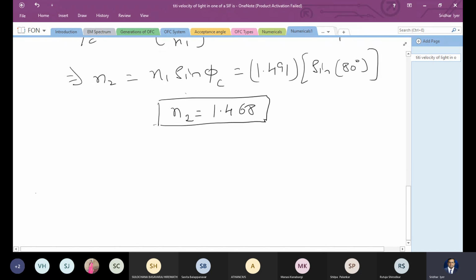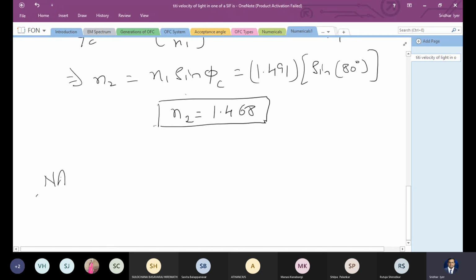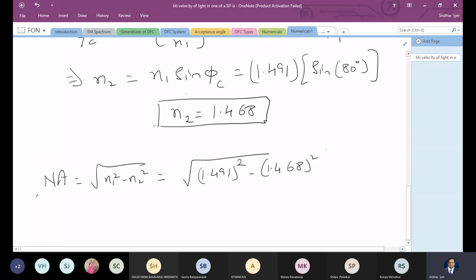Now we need to find Na, and I know that Na is root of n1 square minus n2 square, and I know that n1 is 1.491. So 1.491 square minus 1.468 square, which is n2, and doing this, you get about 0.2608.